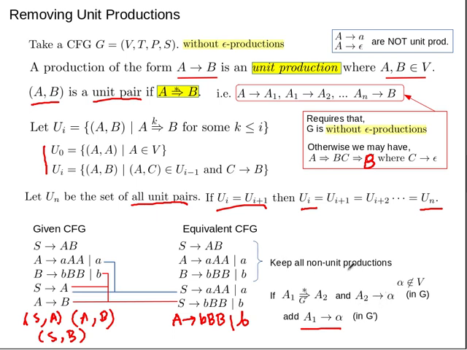So we are keeping all the non-unit productions. This is a non-unit production in G, so this production is also in G prime by this rule. But if we have a chain of unit productions here, and then if we have this here, then we are also adding this additional production in G prime. In this way, G prime will not contain any unit production, and it will be equivalent because it's generating the same language.